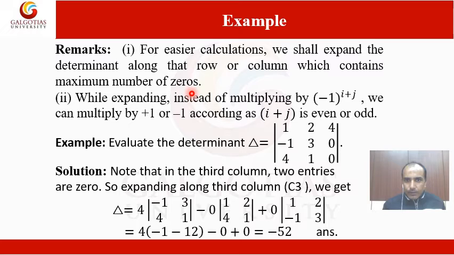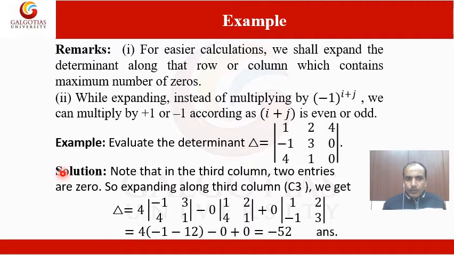And second point, instead of multiplying by minus 1 to the power i plus j, we can multiply by plus 1 or minus 1 according as i plus j is even or odd. That means if i plus j is even, then we multiply by plus 1, and when i plus j is odd, then multiply by minus 1. These 2 points are very important to find the determinant of matrix.